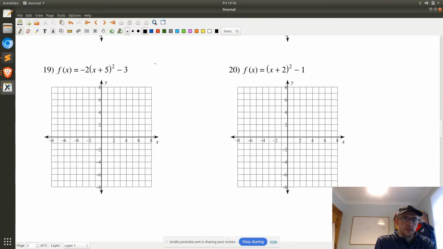Okay, so the vertex here is negative 5, negative 3. So negative 5, negative 3, there like that. And this one opens downwards, as I can see by the negative sign there. So it'll start out with negative 2x squared. So the y-intercept, what's that going to be? When I expand this out, I get x squared add 10x add 25. Negative 25 times negative 2 is negative 50. Negative 50 take 3 is negative 53. So it's way off the page.